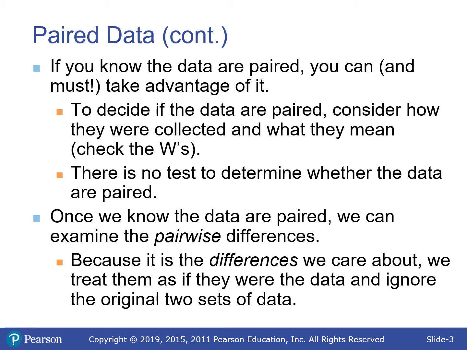And then once we know they are paired, we look at the differences, not the actual values. We take one set of values minus the other. So if I was going to do a pre-test and post-test, I would take your post-test score and subtract your pre-test score to see how much you improved. And I would do that for every single student, and then I have that set of data, how much everyone improved. And then again, it's the differences, and you ignore the original 2 sets of data.